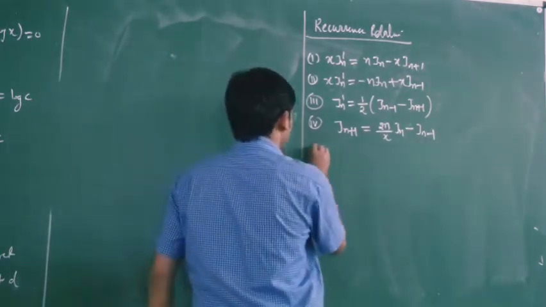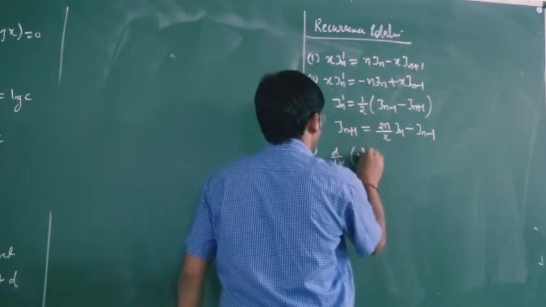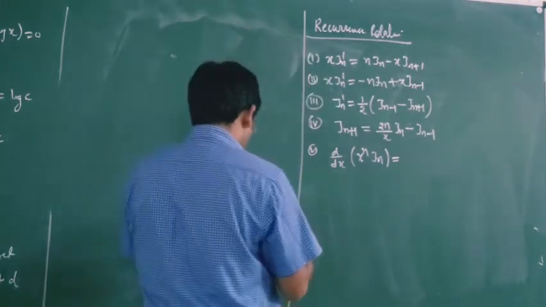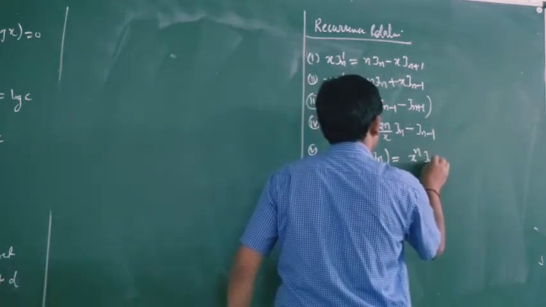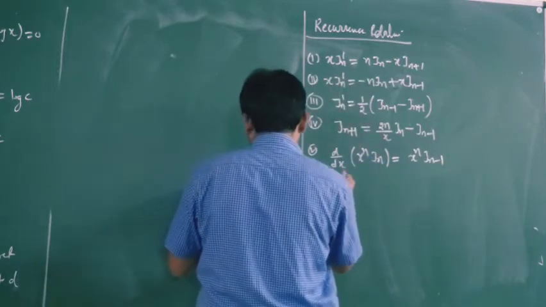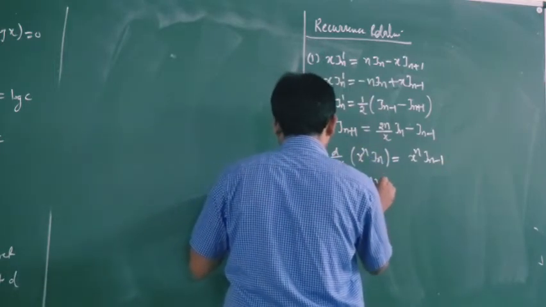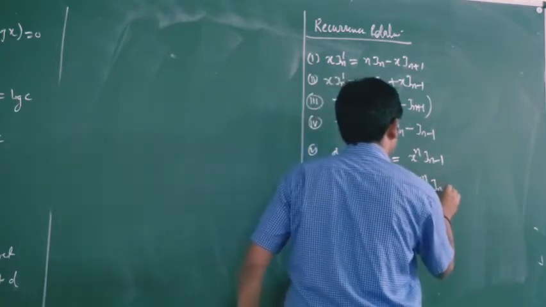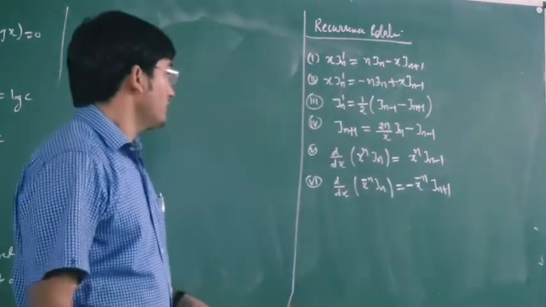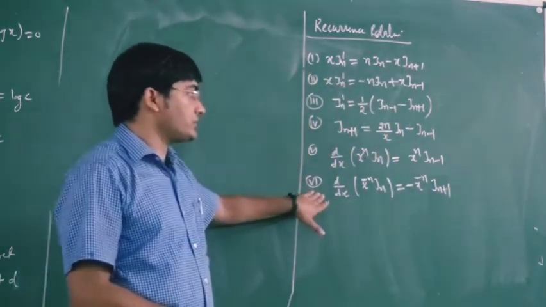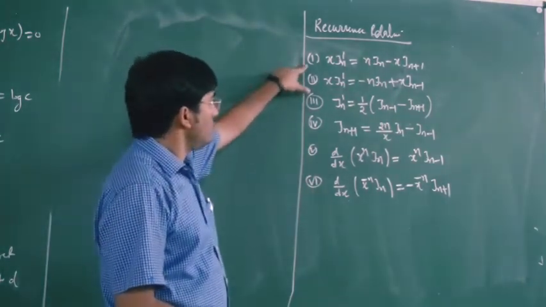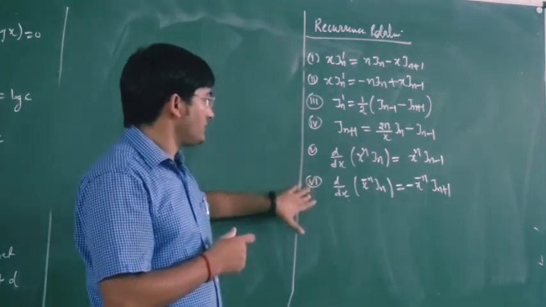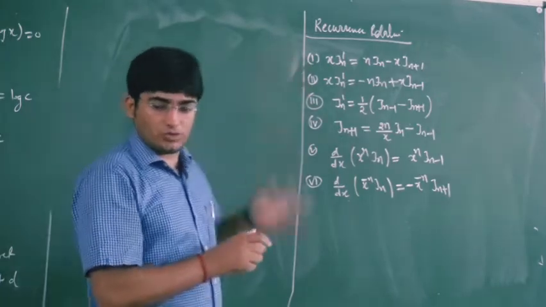Then the fifth property is the differentiation of x^n Jn, and this is the differentiation of x^n Jn is equal to x^n J(n-1). Then the sixth property is differentiation of x^(-n) Jn, so this is your minus x^(-n) J(n+1). Okay, so we have these 6 recurrence relations. I am going to prove the first and second one because the third is the addition, the fourth is the subtraction, and the fifth and sixth involve the use of 1 and 2.